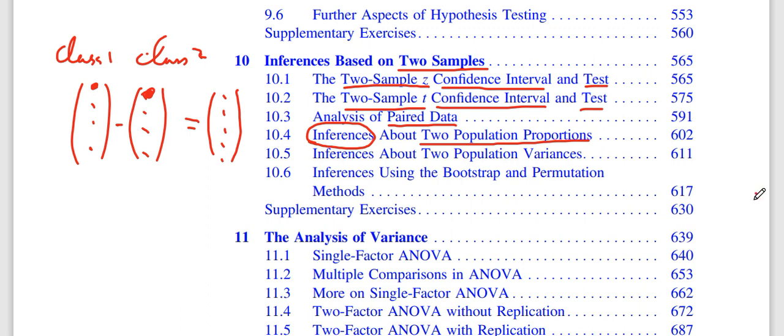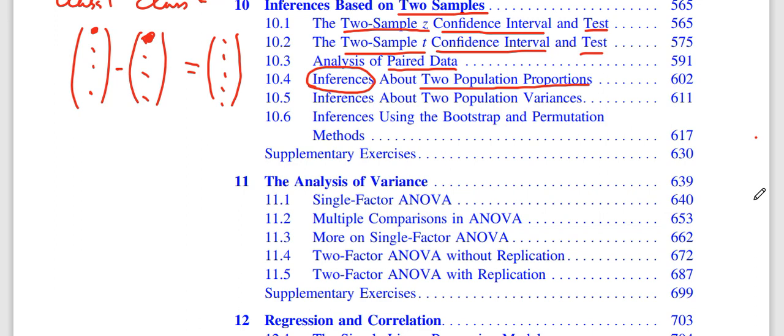So if the data is quite big and we use a computer, we actually don't need so much technology. We just use a computer method called the bootstrap method.